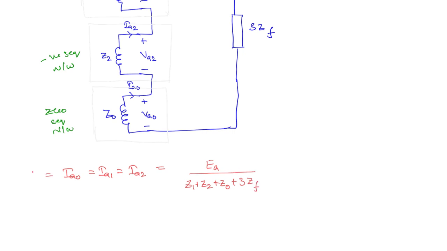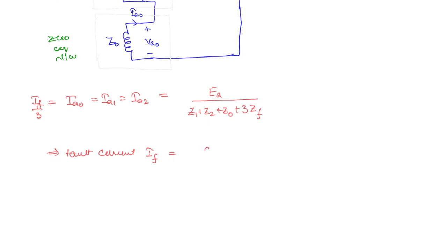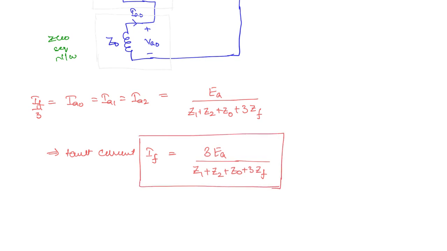Now this is equal to IF by 3. That means what will be the fault current? The fault current IF is equal to 3 times the internal voltage divided by Z1 plus Z2 plus Z0 plus 3 ZF. Okay. So this is what we want, right? The expression for fault current.